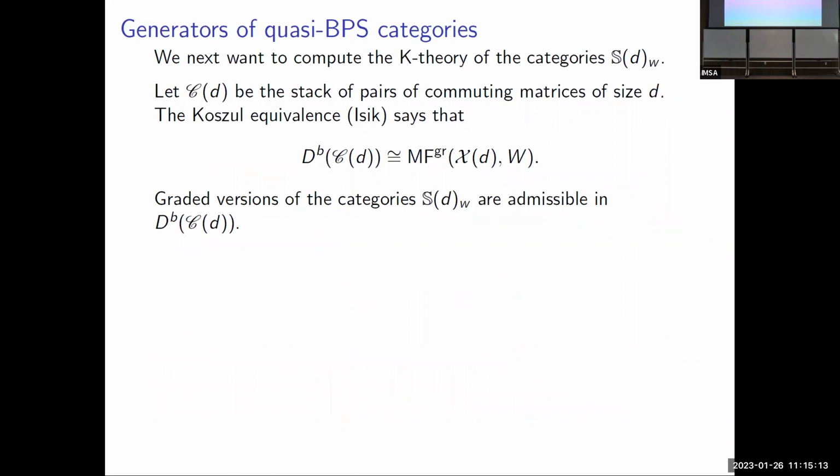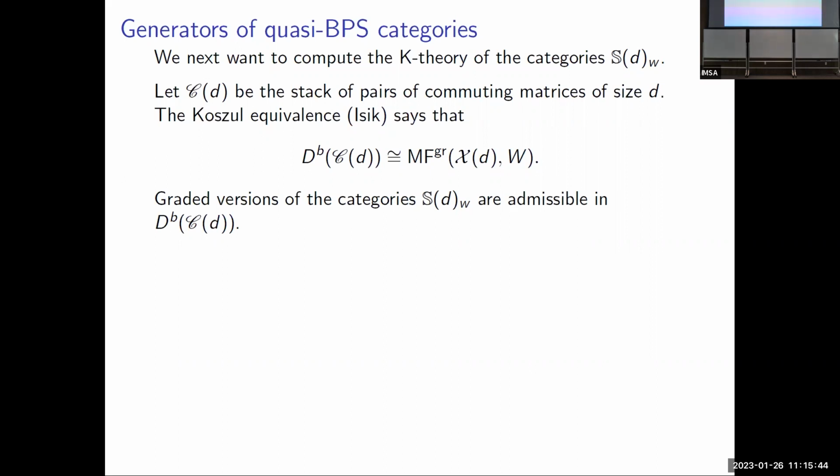So next, we have this semi-orthogonal decomposition for the DT category. We would like to understand its K theory. So the first step would be to understand the K theory of these quasi-BPS categories SDW. So what we can do now is use dimensional reduction. So go to the dimension two case, then try and do computations there.